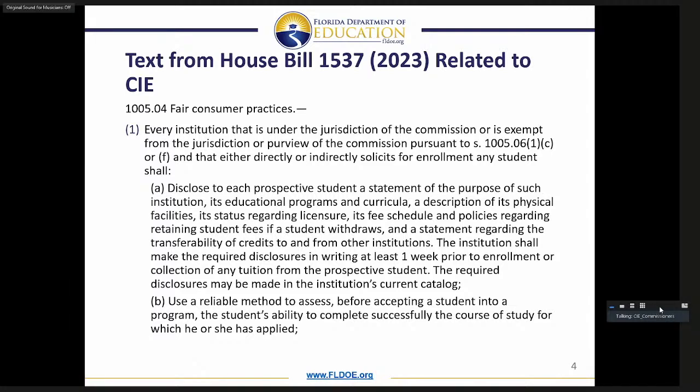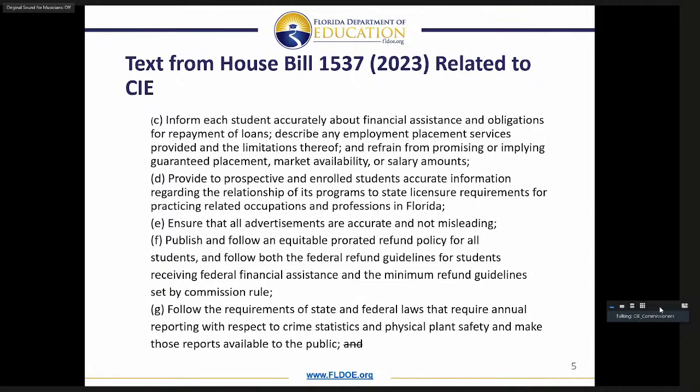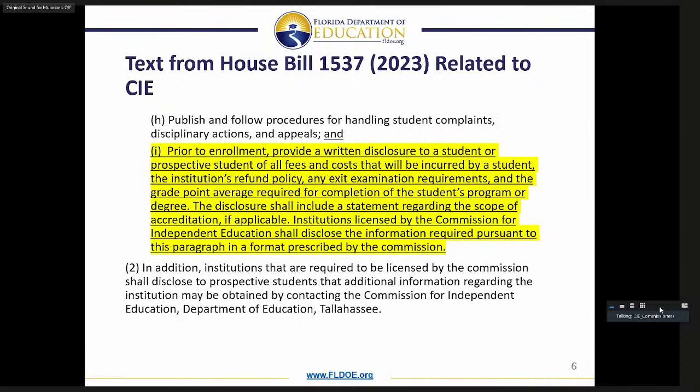Section 1005.04 pertains to all institutions that are under CIE's jurisdiction, as well as schools exempt from CIE's statutory purview, including religious institutions that directly or indirectly solicit students for enrollment. So we will skip over to the first highlighted portion, which is the new language.